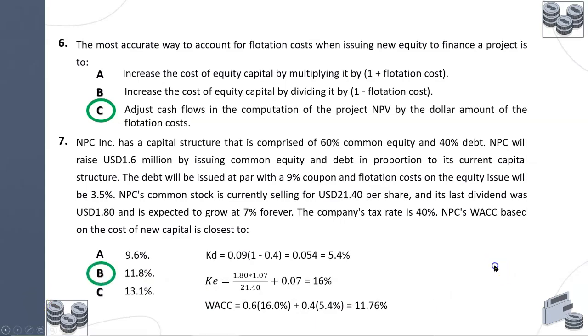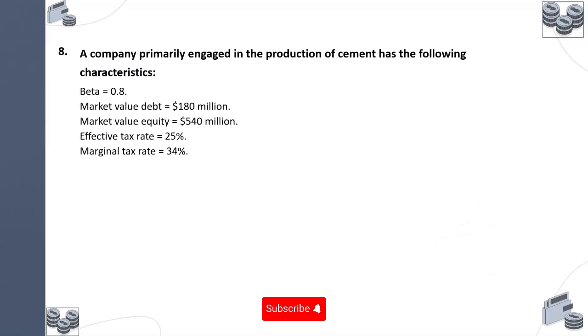We will now move to question number 8. A company primarily engaged in the production of cement has the following characteristics: beta 0.8, market value of debt is this much, market value of equity, effective interest rate, and marginal tax rate. We always use the marginal tax rate because the effective one is accounting terminology. It has different complications. Always use the marginal tax rate.